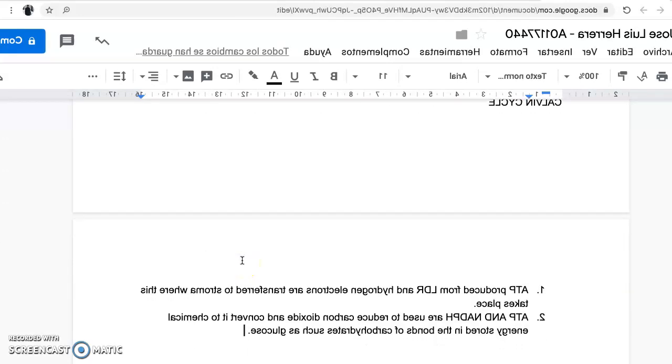Now that you're set, remember that your command term is explain and not define or describe. So you must not describe everything that happens, for example, in the Calvin cycle or light-dependent reactions. Remember what your main goal is.